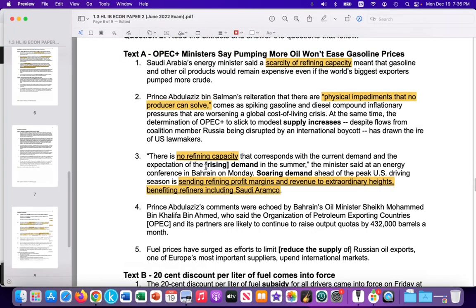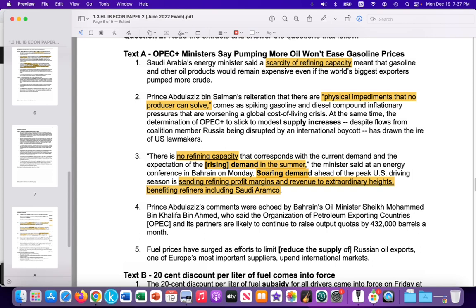And with the summer and the end of COVID restrictions, there's an expectation there'll be a significant increase in demand for gasoline as people take to the roads on holiday, vacationing, driving to different locations, taking advantage of being able to be mobile and travel and go on holiday as they were not able to during the pandemic. So there's going to be rising demand as an expectation. And here again, it says soaring demand ahead of the peak U.S. driving season, sending refining profit margins and revenue up due to the inelasticity of demand and supply.